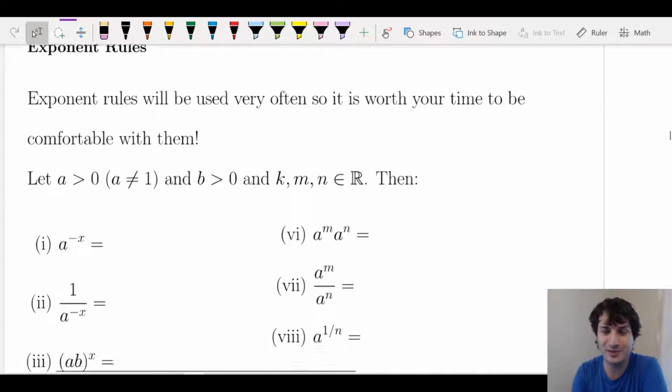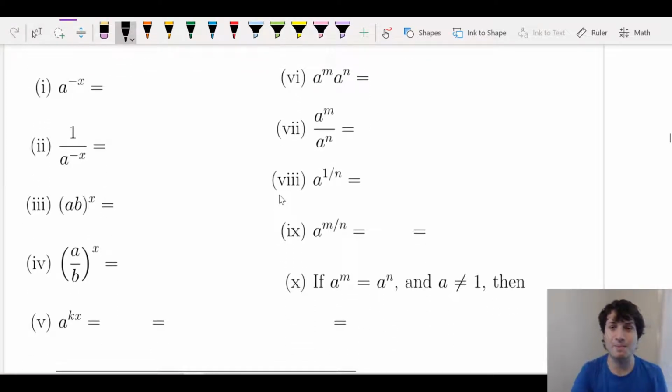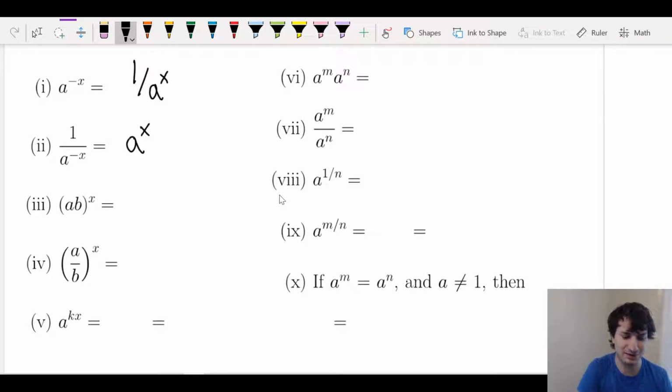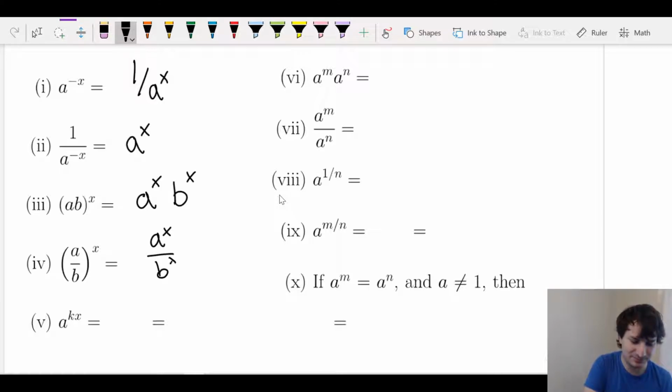And here are all the possible algebra rules that you can get, and they tell you how to simplify certain things. So for example, if you do a to the minus x, when you do a negative exponent, that's doing a reciprocal. So this is 1 over a to the x. Similarly, if you do 1 over a to the minus x, then you're going to just get a to the x back. Here's one people mix up a lot. A times b to the power x, that's the same as a to the x times b to the x. Same kind of thing with division. A over b to the power x is a to the x divided by b to the x.